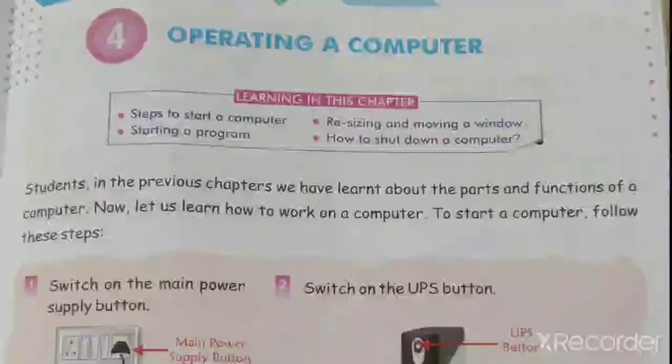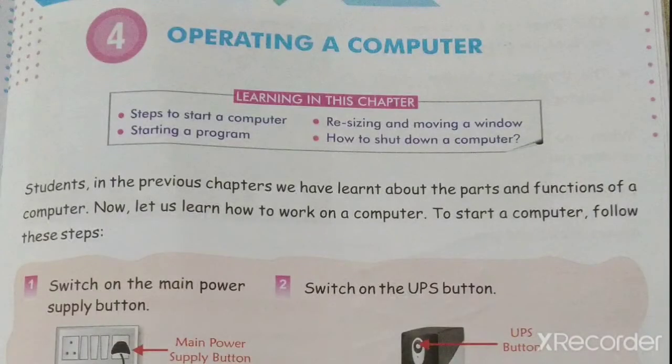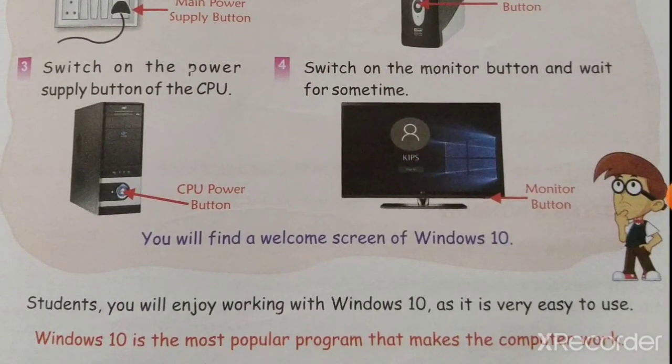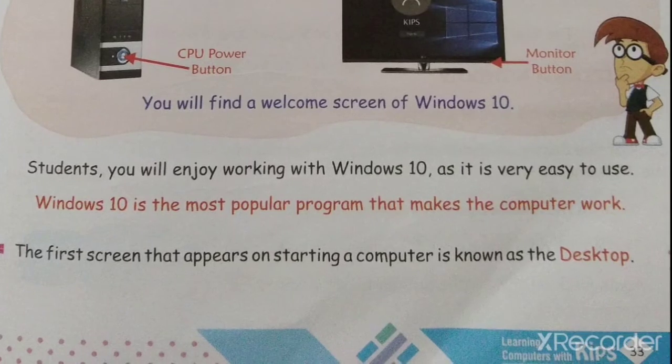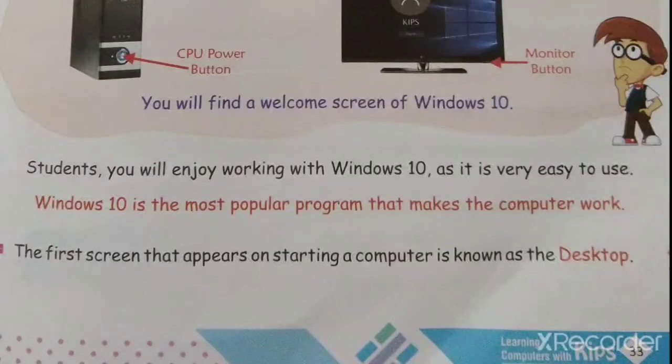So, we will understand what this chapter contains. This chapter basically contains how to work on a computer. That means you will learn how to start a computer, right? Then we will learn what is desktop, what is Windows 10. We will learn this one by one. You have to keep your book open with me and see what I am teaching you, and you can match your topics, right? After doing page number 33, we will do page number 34.